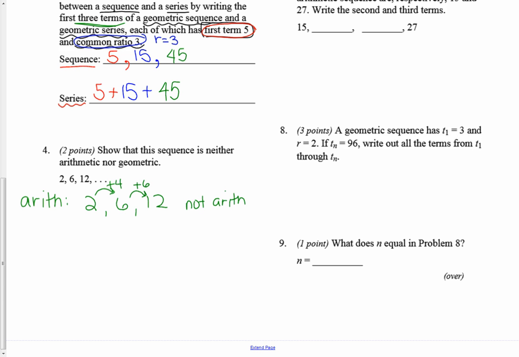All right, we also have to check that this is not geometric. Again, I have 2, 6, and 12. In order to be geometric, I have to multiply by the same thing every time to get the next term. 2 times 3 would give me 6. Well, 6 times 2 gives me 12. So that means this is not geometric because I can't have 2 different common ratios. It's not a common ratio.